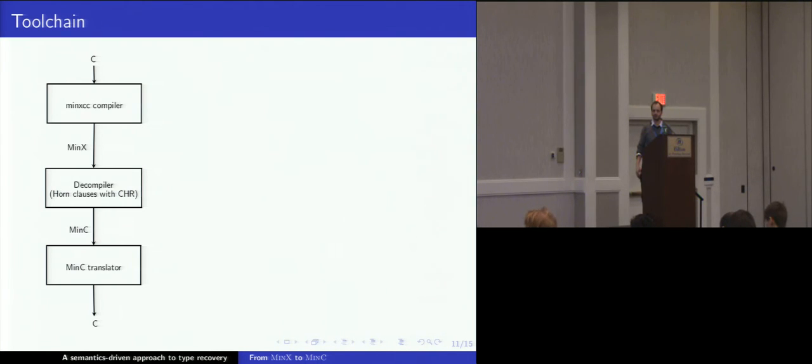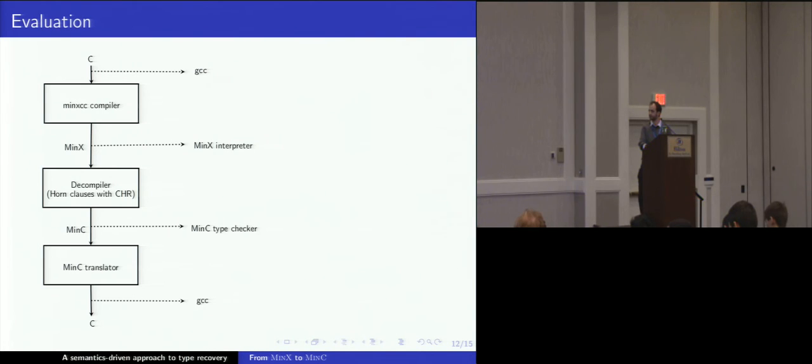We then needed some MinX programs to test with, so we've built a compiler that can compile C into MinX. And we can then translate MinC back into C. It's essentially a C subset. So we can then take our original C program and build it with GCC. We have a MinX interpreter, so we can compare the execution of our compiled C program and our MinX program. We have a type checker for MinC to ensure that we really are type safe. And we can then compile our final program as well and check that the execution again is the same.